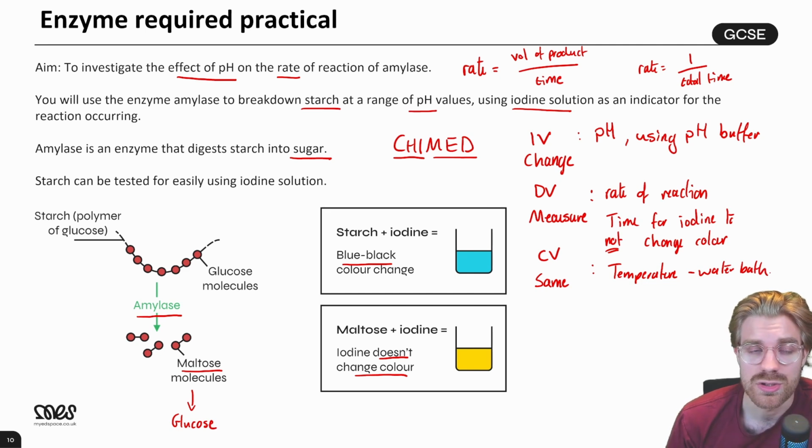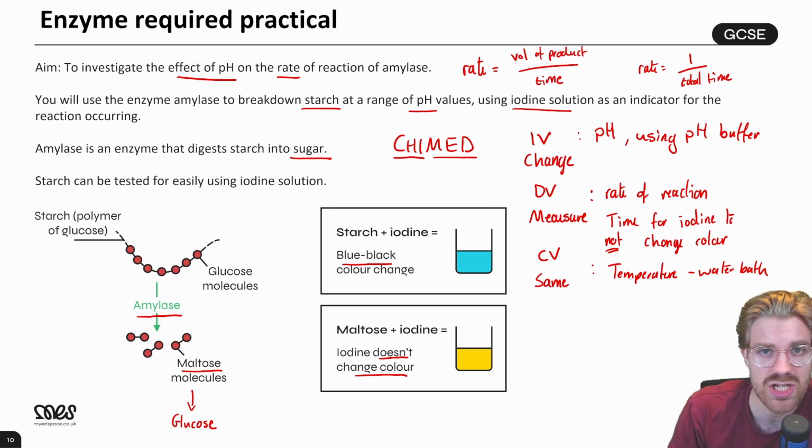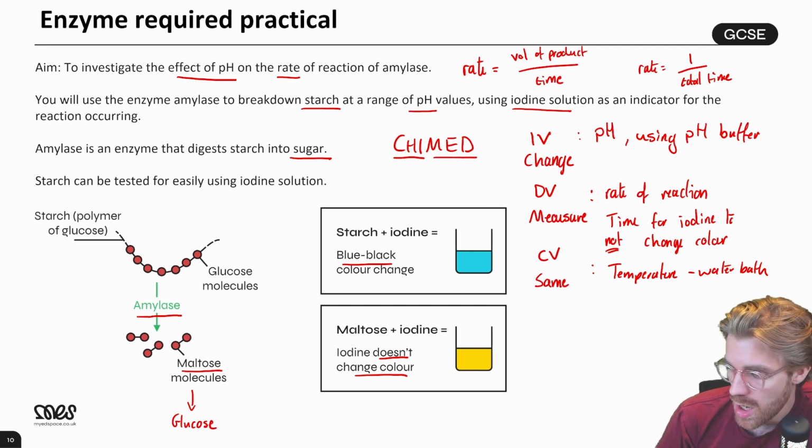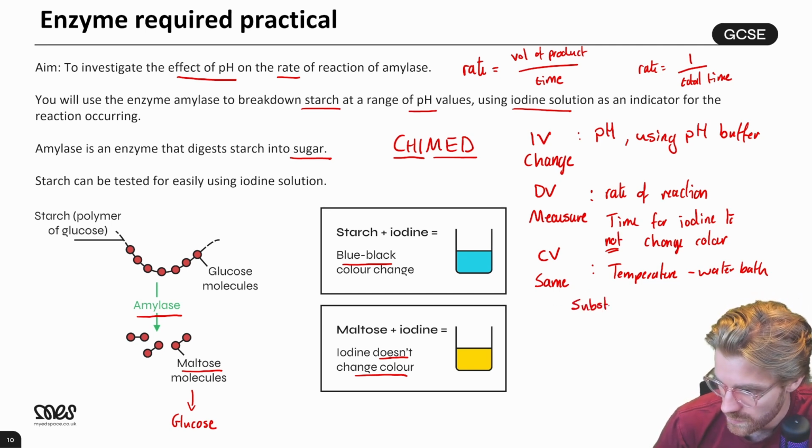Now, I could change this experiment round, and perhaps I could investigate how temperature affects the rate of an enzyme, in which case I would want to change the temperature and I would then keep the pH the same. Other control variables could be the substrate concentration or volume.